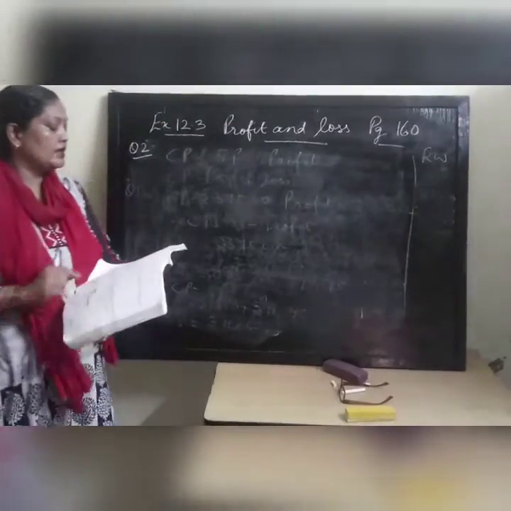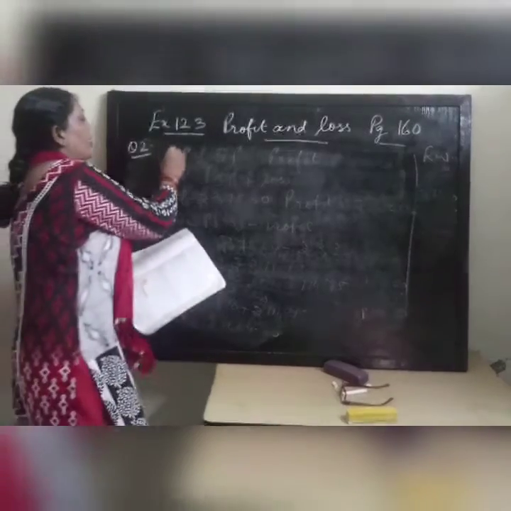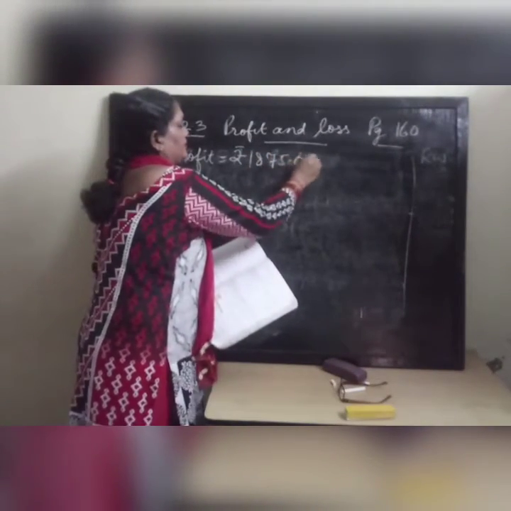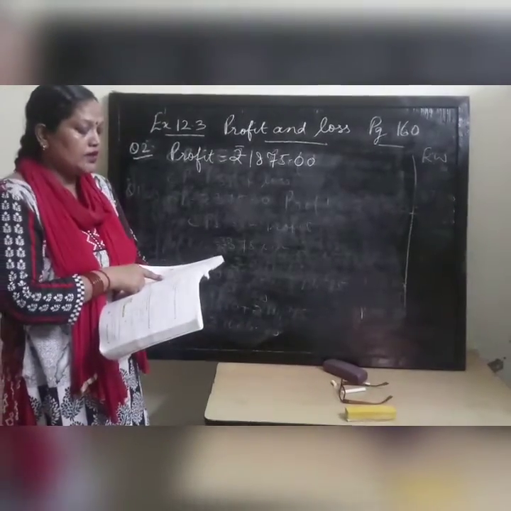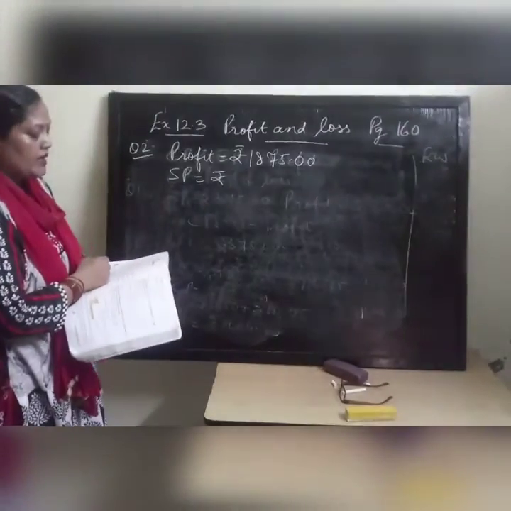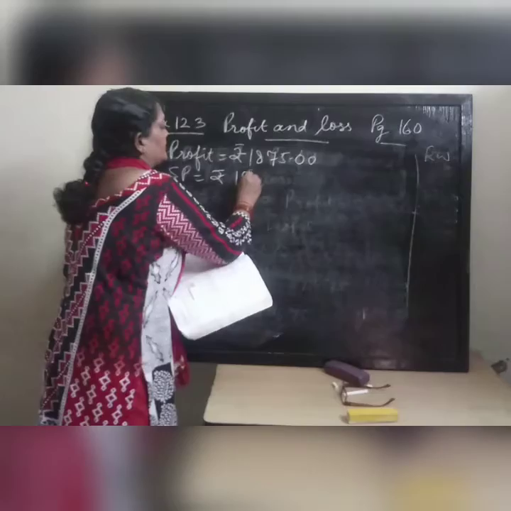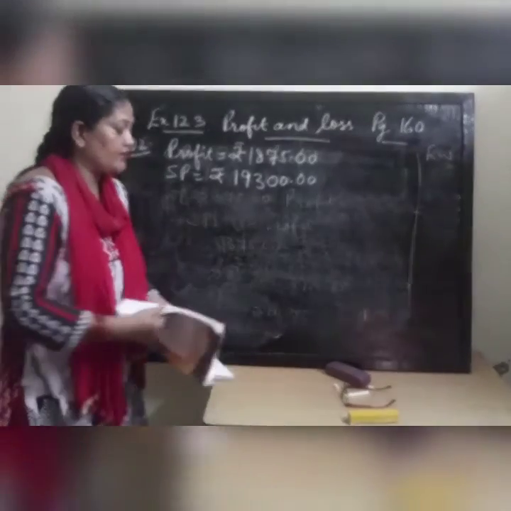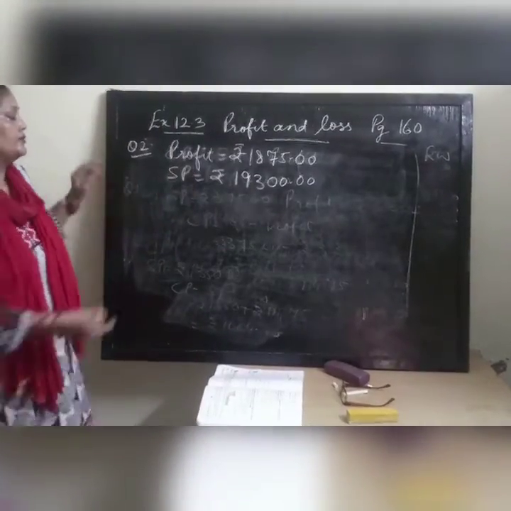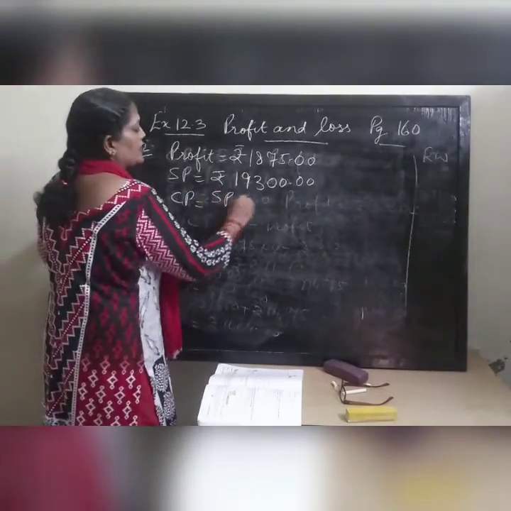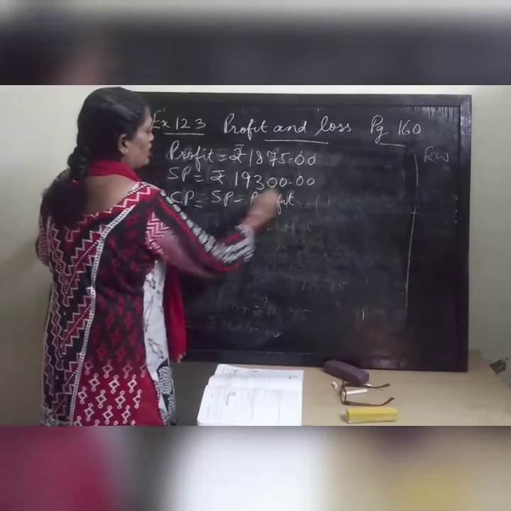Students, see the second question. Hari earned a profit of, that means profit is given. How much is the profit given? Rupees 1875. Then by selling his goods for, selling means selling price. How much rupees he has sold? Rupees 19,300. We have to find its cost price. Now see, profit is there, so cost price will be less. For less we have to subtract. SP minus profit.